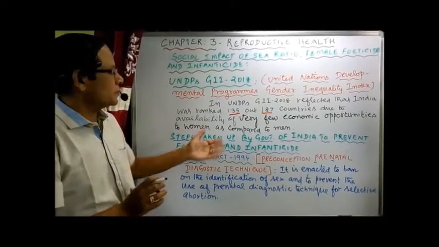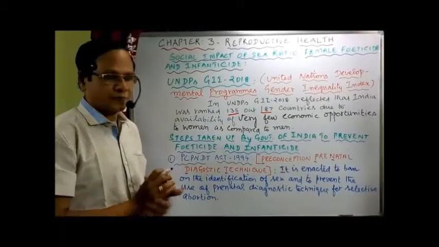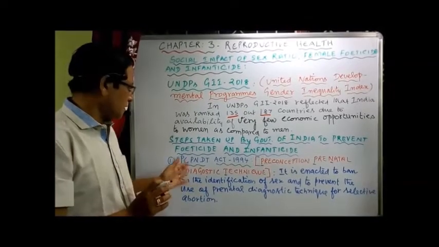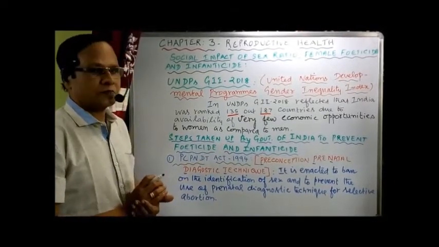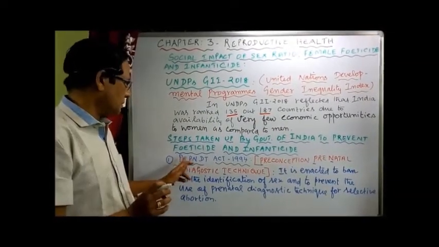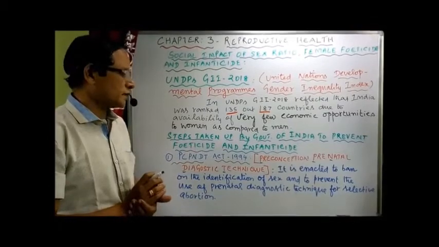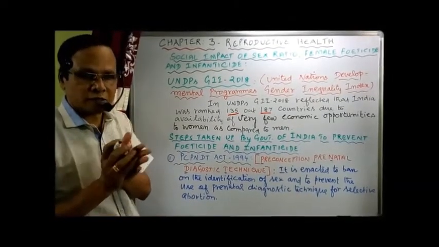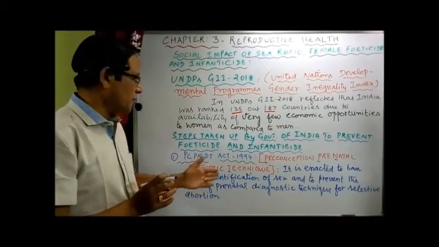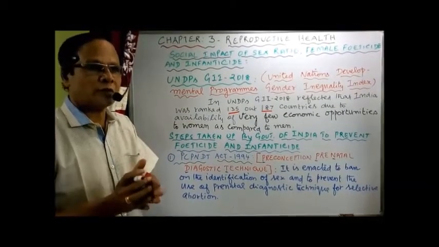Now what are the steps taken by the Government of India to prevent feticide and infanticide? Number 1, the PCPNDT Act 1994. The expansion is Pre-Conception and Pre-Natal Diagnostic Techniques Act. This act was enacted to ban the identification of sex by using amniocentesis, and to prevent the use of prenatal diagnostic technique, namely amniocentesis, for selective abortion, particularly of the female child.